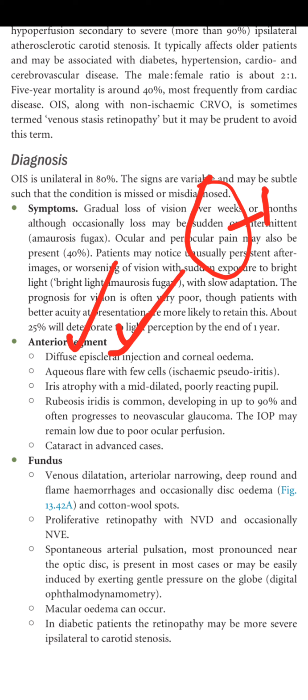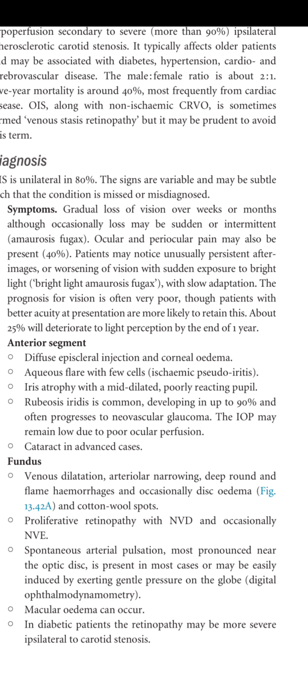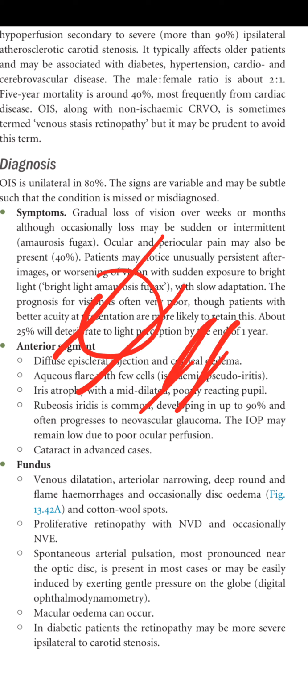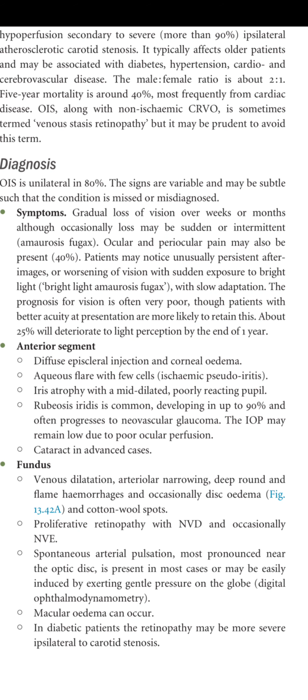Cataract in advanced cases. The fundus will show venous dilatation and arteriolar narrowing, deep round and flame-shaped hemorrhages, and occasionally disc edema and cotton wool spots. So there will be venous tortuosity, narrowing of the arteries, flame-shaped hemorrhages, disc edema, and cotton wool spots. Proliferative retinopathy with NVDs and occasionally NVEs.